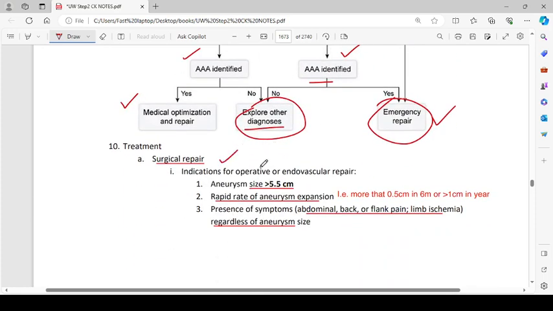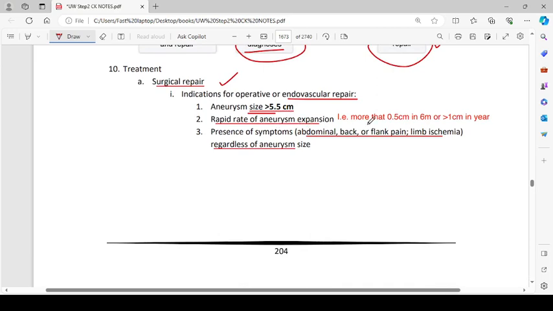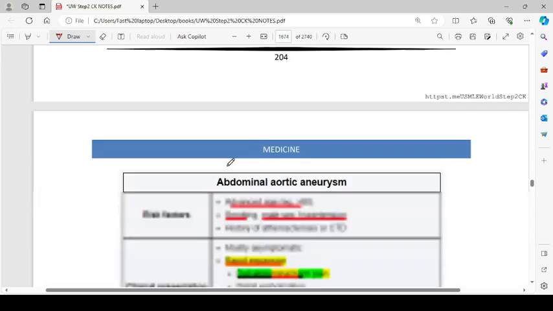Treatment is surgical repair. Indications for operation or endovascular repair are aneurysm size more than 5.5 centimeters, or a rapid rate of aneurysm expansion, that is more than 0.5 centimeter in 6 months or more than 1 centimeter in 1 year. Also, presence of symptoms such as abdominal, back or flank pain, or limb ischemia, regardless of aneurysm size.